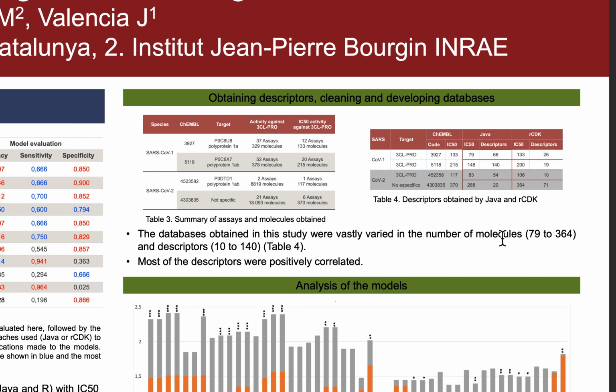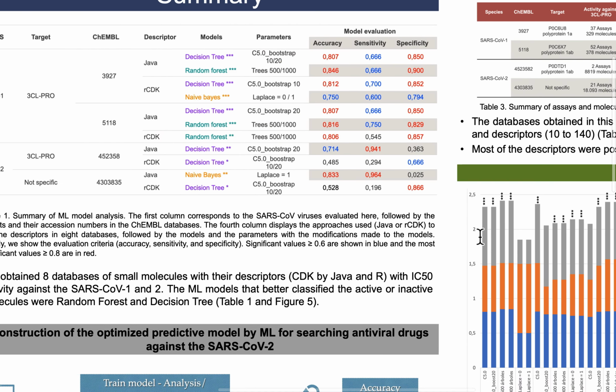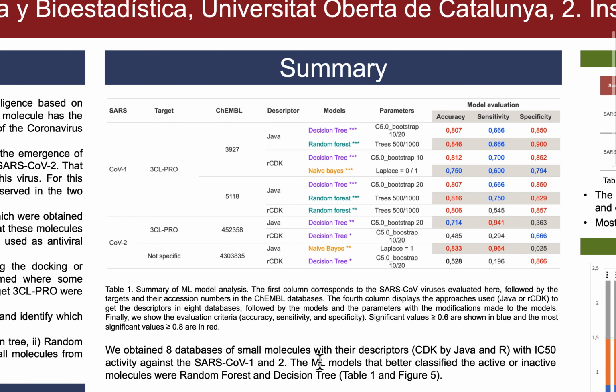After performing the analysis of our models, we obtained 8 databases of small molecules with the descriptors with an IC50 activity against the SARS-CoV-1 and 2, and the machine learning models that better classified the active or inactive molecules were random forest and decision tree.